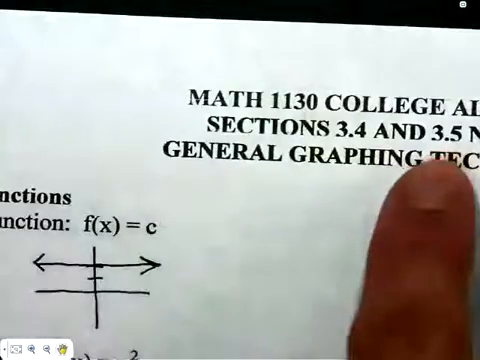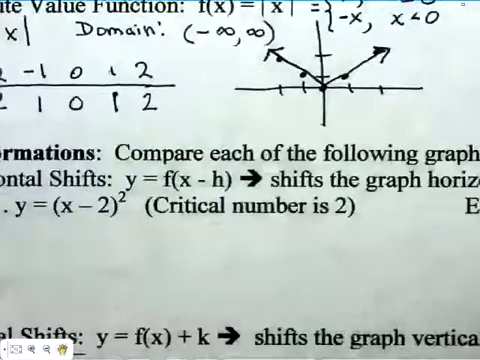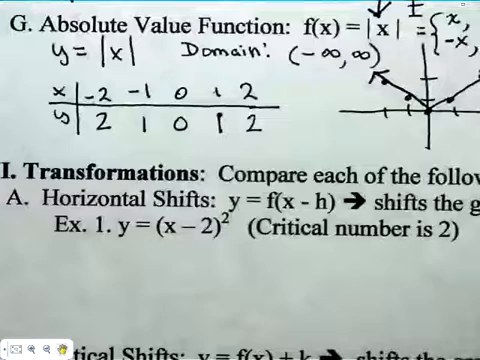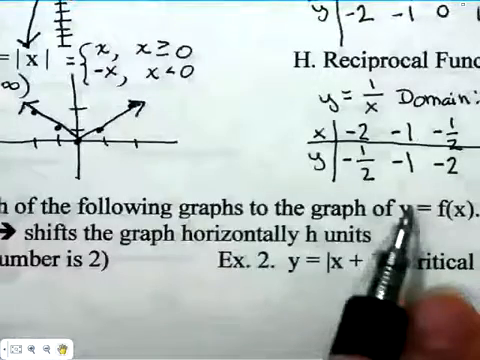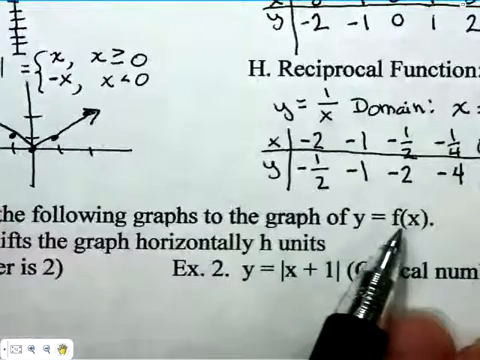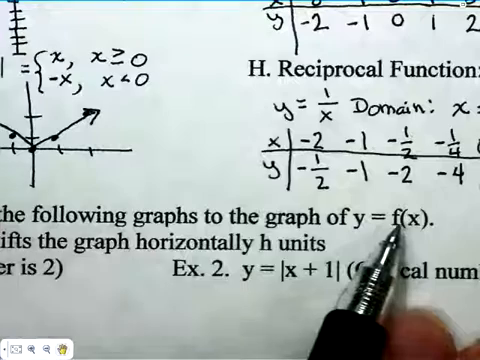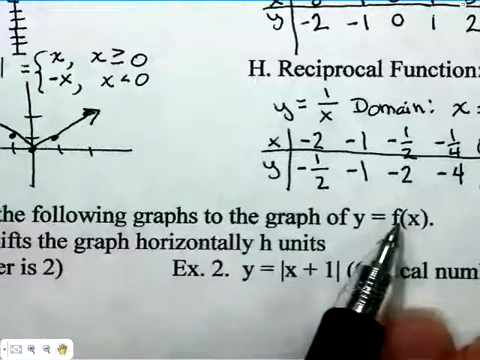What moves them left, right, up, and down? Well, first, let's talk about what moves them left and right. That's called a horizontal shift. If I have y equals some function, it could be the squaring function, the absolute value function, the cube root function, any one of the 8 functions that we've talked about.